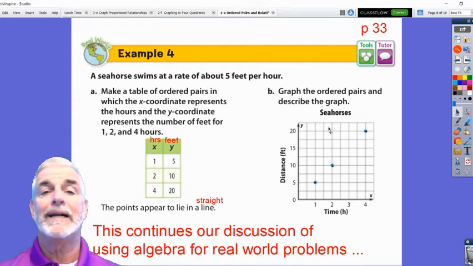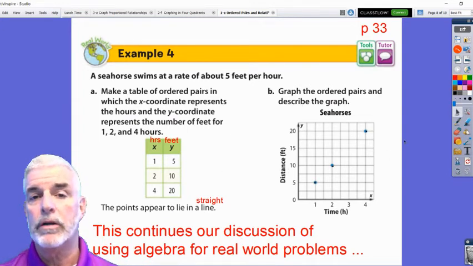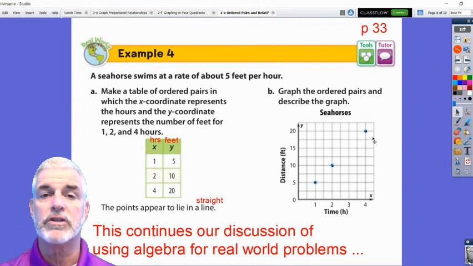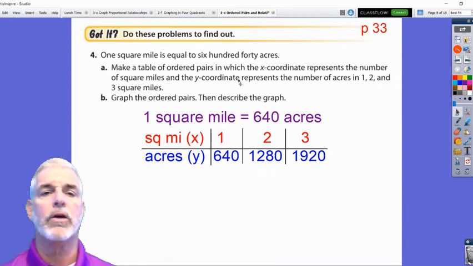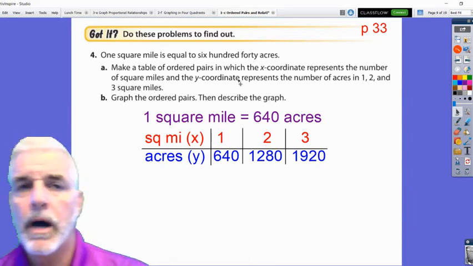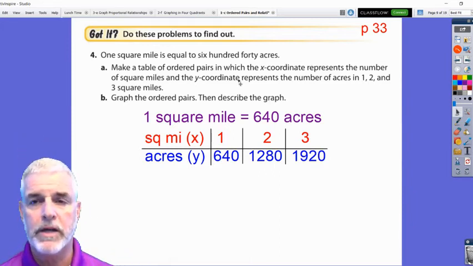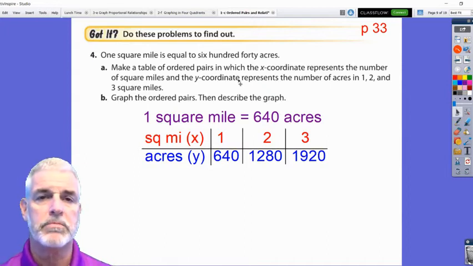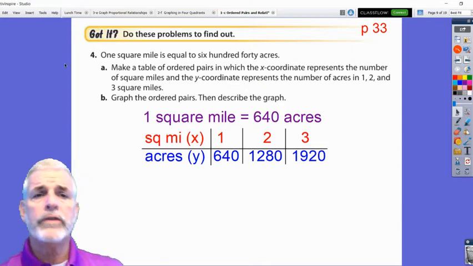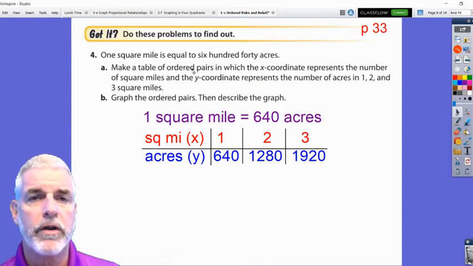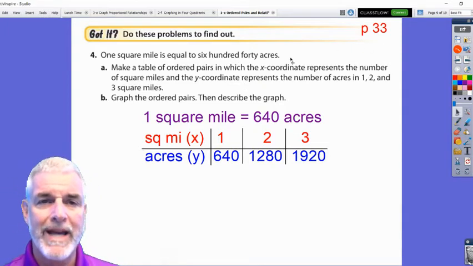All right, so we need to talk more about graphing and using algebra in real-world problems because we're going to do it all over the place, okay? So in the Got It, I'm going to go through this one slower. And there's also a notes page here. You probably ought to follow along with this page, print it out and follow along. 1 square mile is equal to, we're on page 33. 1 square mile is equal to 640 acres.